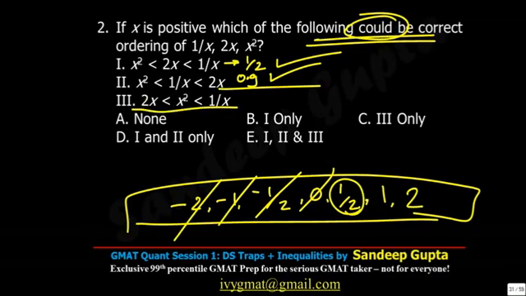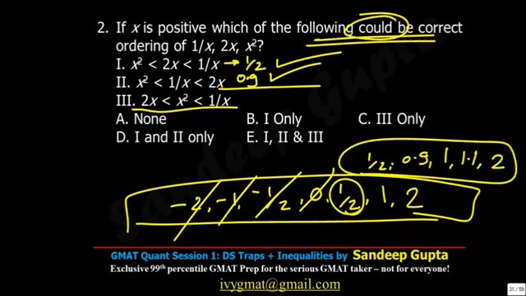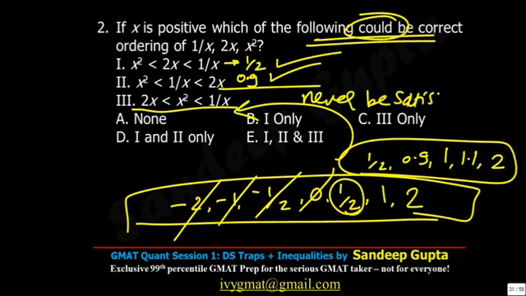You try this for 1 by 2, 0.9, 1, 1.1 and 2. If it is satisfied by even one number, it's okay. If it is not satisfied, this will never be satisfied. Try this out, please.